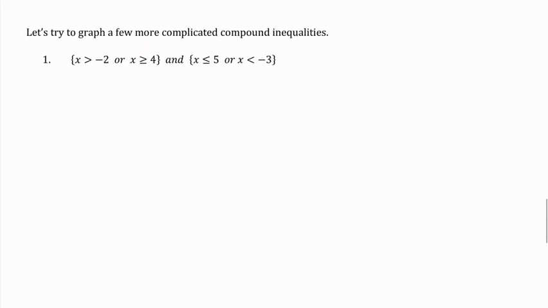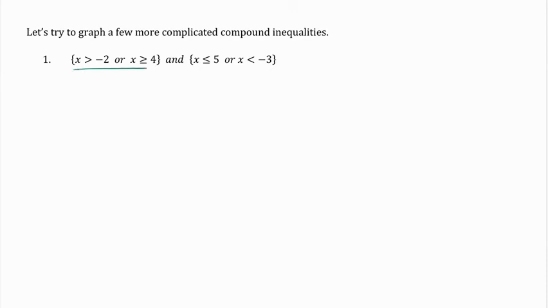Okay, let's try then. We've got 2 left. I'm going to try a couple more complicated ones that take this even a little bit further. And now we've got sometimes 3 or 4. You can have 5 or 6 inequalities. You can have a bunch of these. Okay, so we're going to kind of do this one piece at a time.